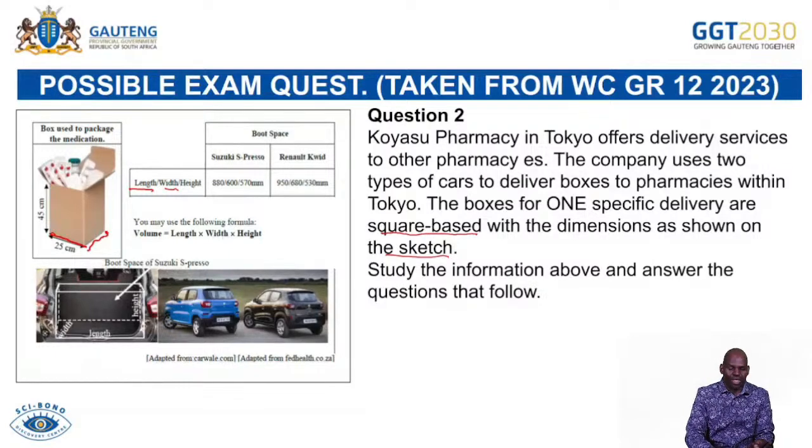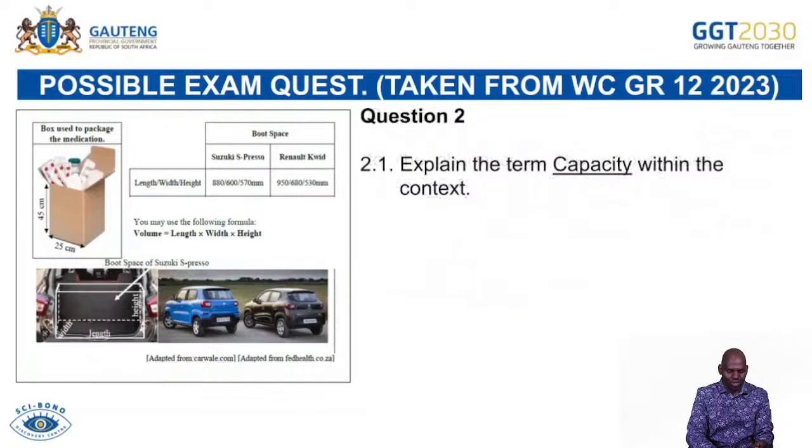Okay, so that is how we study the information that is given. Now let us look at the questions. Question 2.1: explain the term capacity within the context.